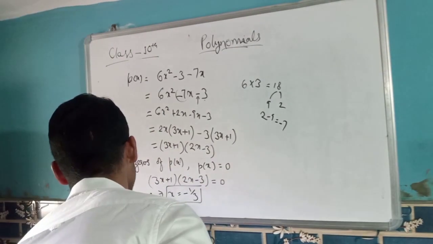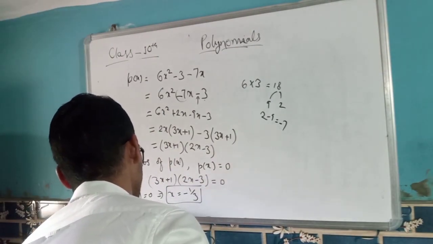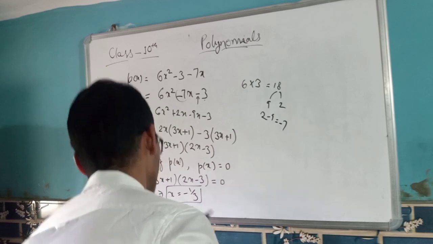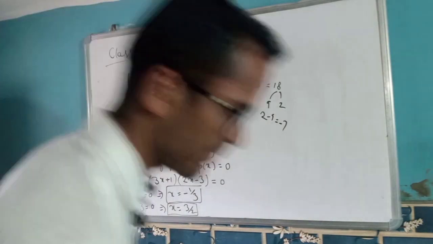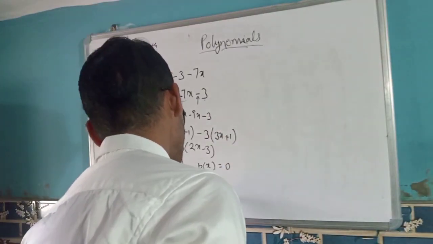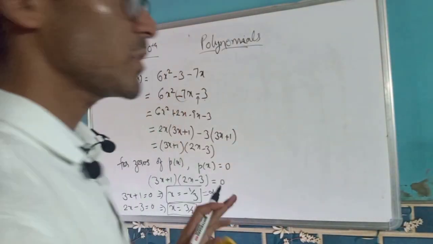And the same goes here, 2x minus 3 equal to 0. When we take it here, it will be plus, and divided by 2, so it will be 3 by 2. So these are the two zeros of this polynomial, right? Now we have to verify the relations. We can call them alpha and beta for your understanding.